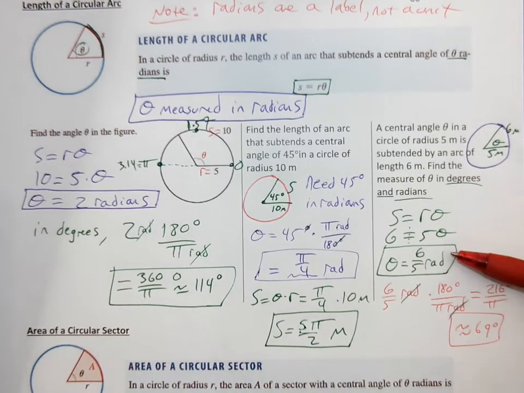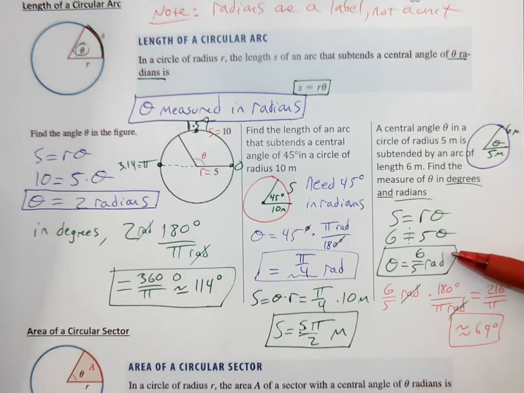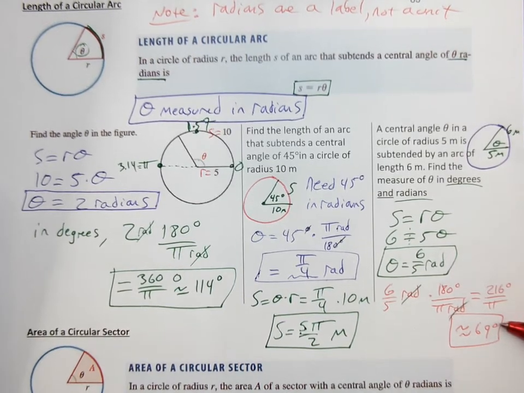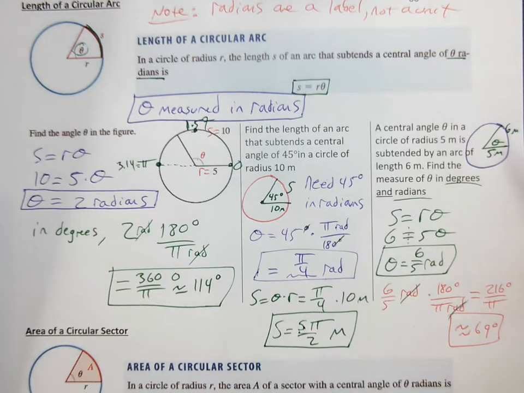And that makes sense, because 1 1/5 radian is less than pi over 2, and 69 degrees is less than 90. And so those two things seem to fit that picture and fit with each other. So that's good. Same answer, but went the entirely different way.